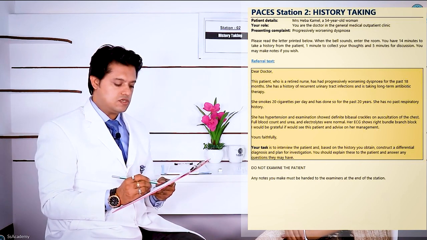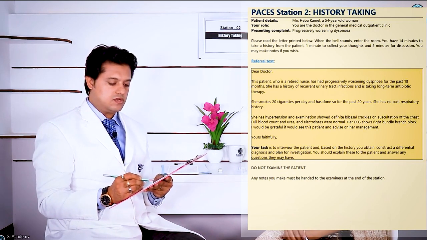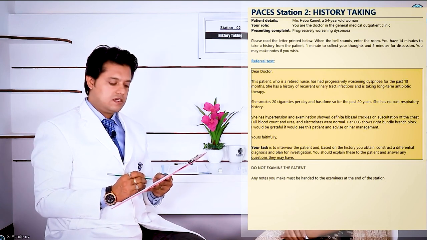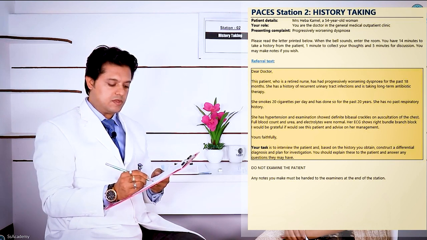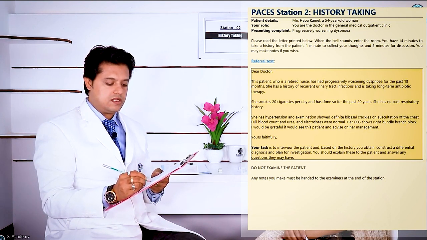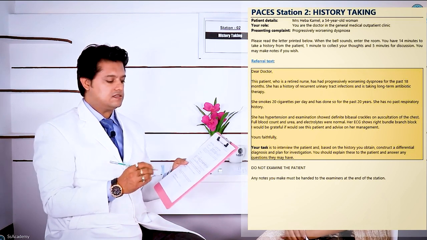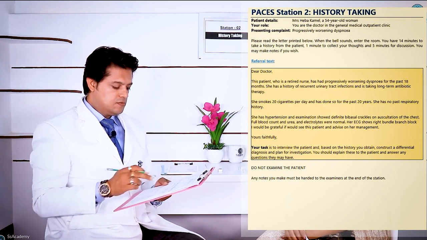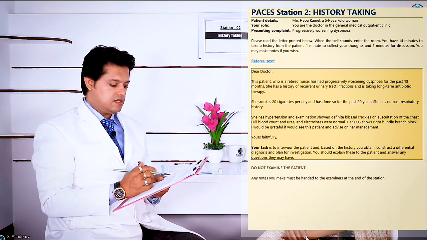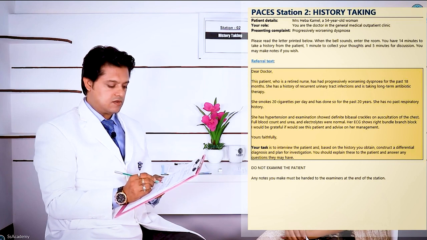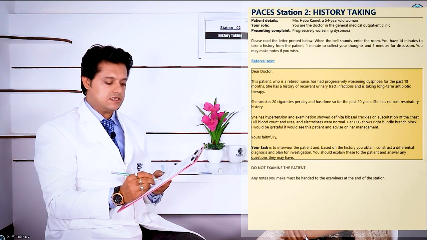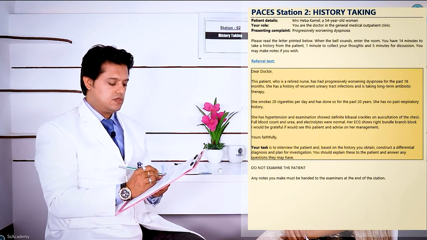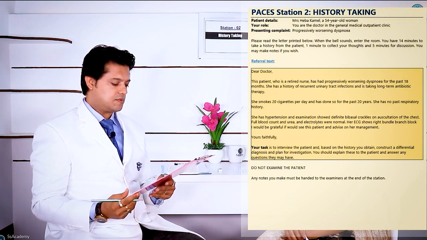Examination showed definite bibasal crackles on auscultation of the chest. With definite bibasal crackles, you consider a diagnosis of pulmonary fibrosis or maybe left heart failure. You can write that down by the side and circle it. Full blood count and urea and electrolytes were normal. Circle the full blood count, the urea and electrolytes, and normal. ECG showed right bundle branch block. Circle the ECG and the right bundle branch block, which can be normal in most people.